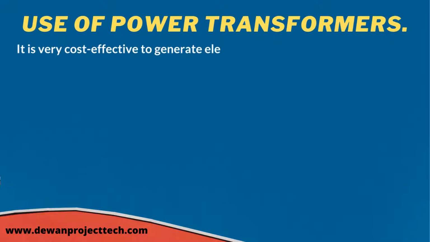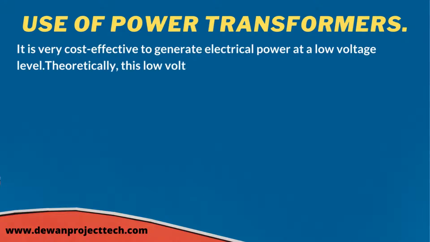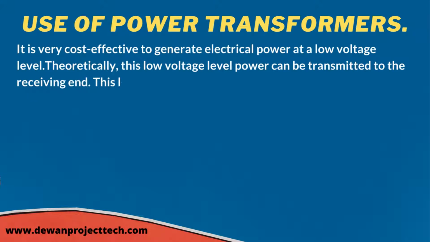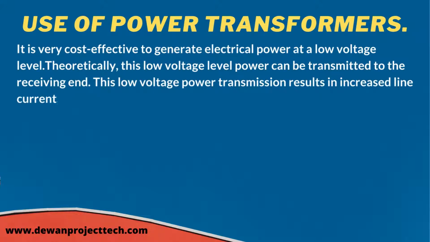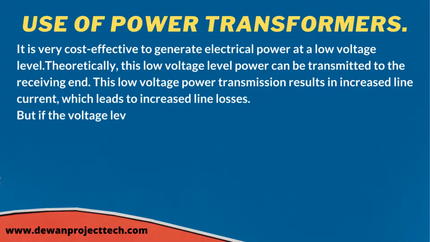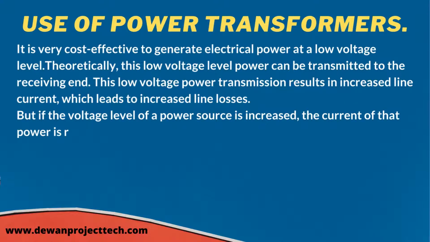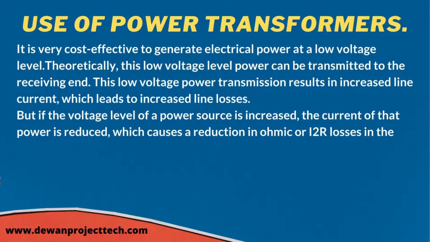Use of power transformers. It is very cost effective to generate electrical power at a low voltage level. Theoretically, this low voltage level power can be transmitted to the receiving end. This low voltage power transmission results in increased line current, which leads to increased line losses. But if the voltage level of a power source is increased, the current of that power is reduced, which causes a reduction in ohmic or I2R losses in the system.